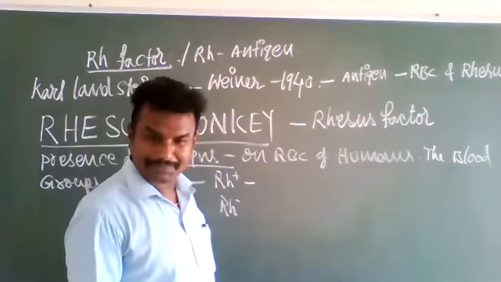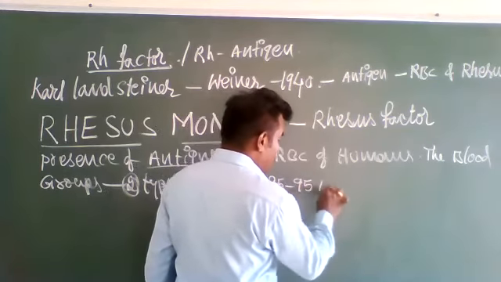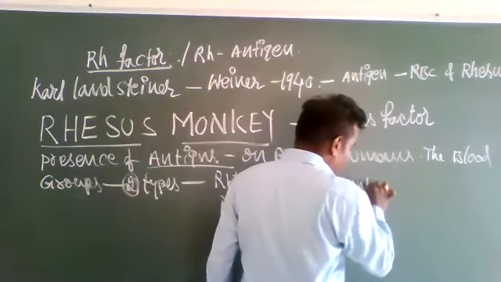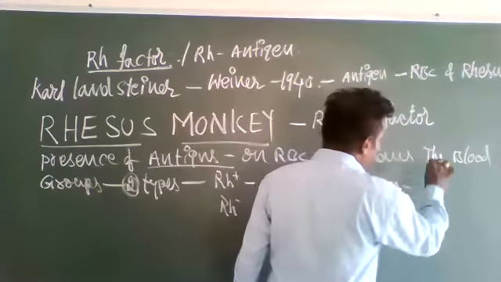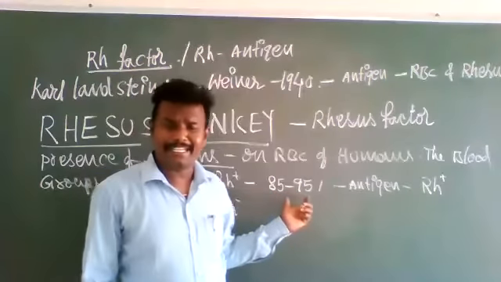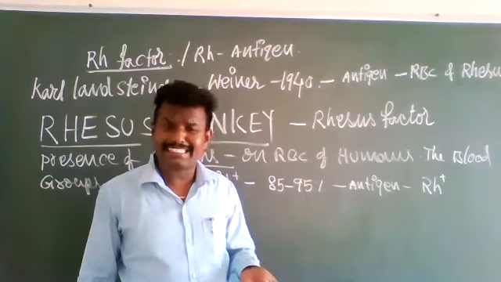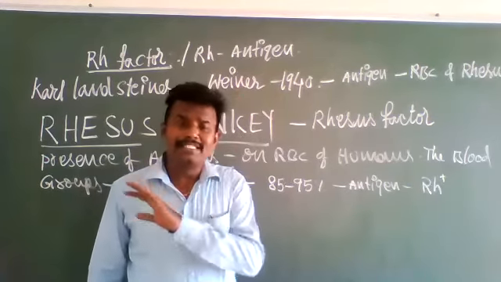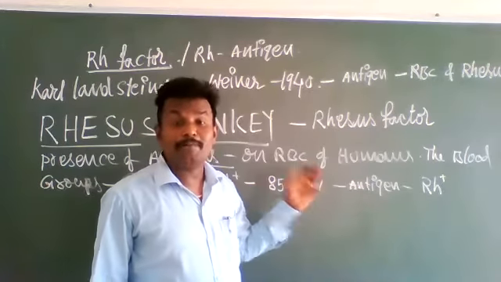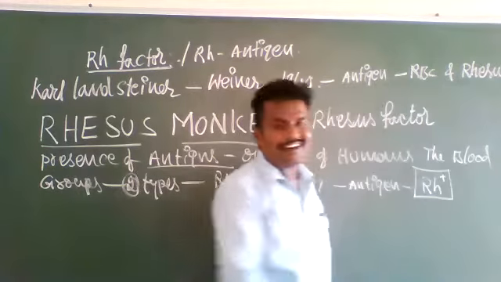Around the world, about 85 to 95% of the population have the special antigen. Such people are called Rh positive. Some books give 85, some 95, some 97; the difference is negligible, no need to worry. So those people will be called Rh positive people.